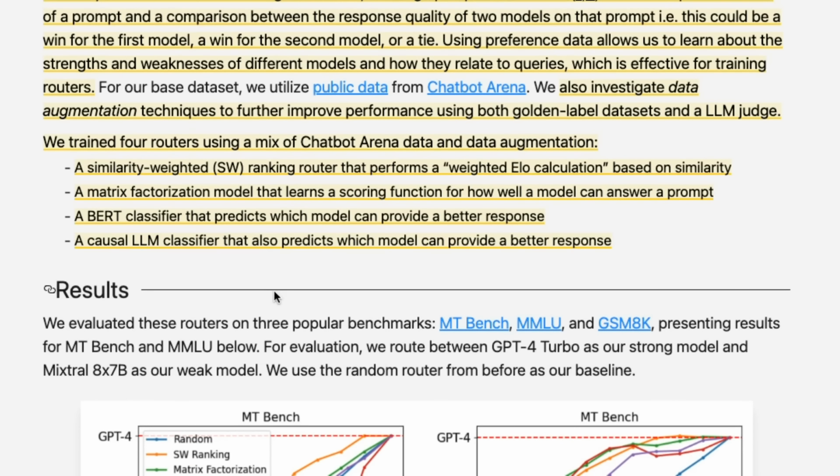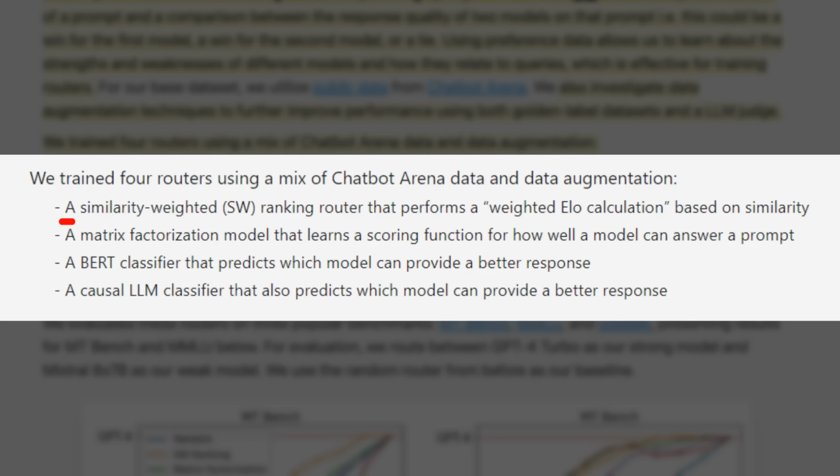They actually, I think, use the OpenAI small embeddings in doing this. But then once they've got that data, they look at different ways that they can use that and train that. So one of the first ways that they do this is a similarity weighted thing. This is basically where they're working out a weighted ELO calculation based on similarity of the embeddings. And it's a little more complicated than just doing a cosine score. They have to work out the similarity and then also that related to the different models in there.